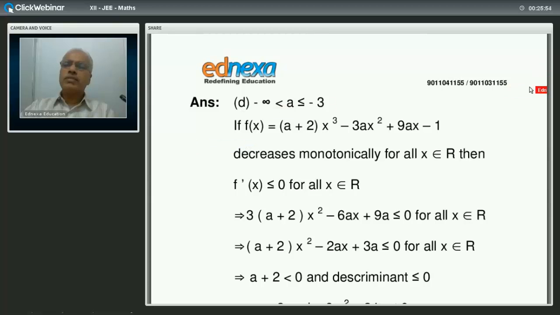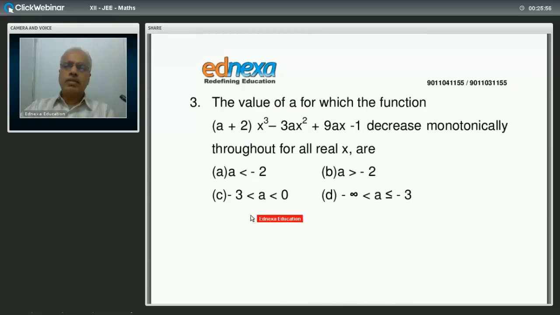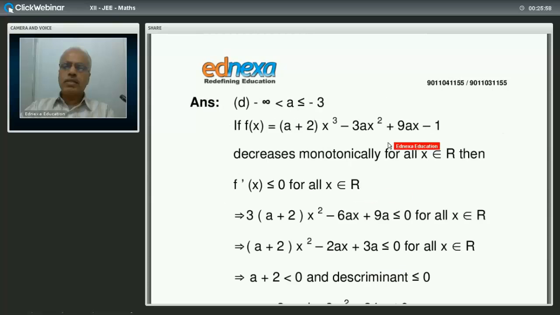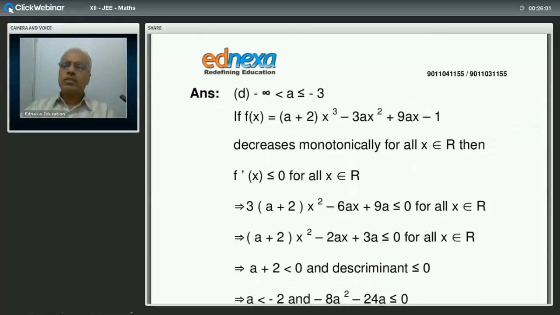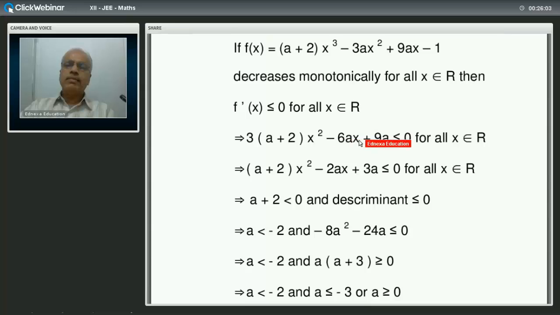The answer is a less than or equal to minus 3. That is D is the answer. Let us see how you do it. This is the derivative. Yes, you can divide by 3, and then this is what you do.